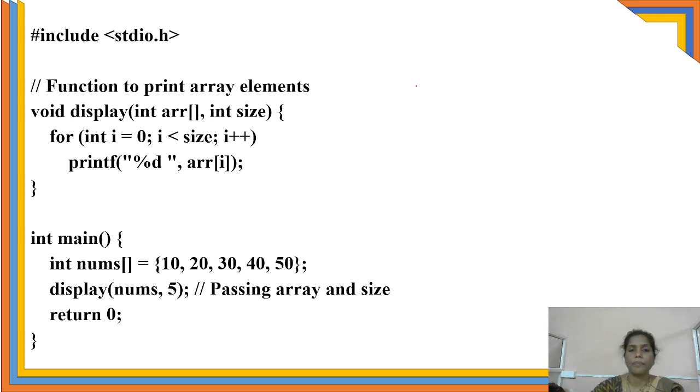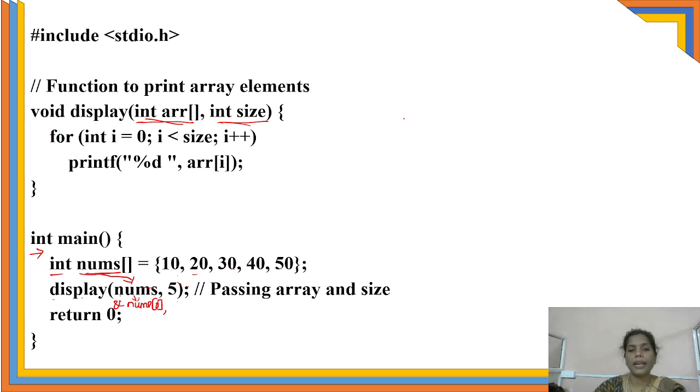Let's take an example. The program execution starts from main. int nums, this is the array name, equals 5 elements, then display(nums). See, they are calling with just the array name. You can write nums[0] also in this place, comma size, the size of the array. Both should be passed as arguments. So see here, int array, int size. Size should also be passed as an argument.